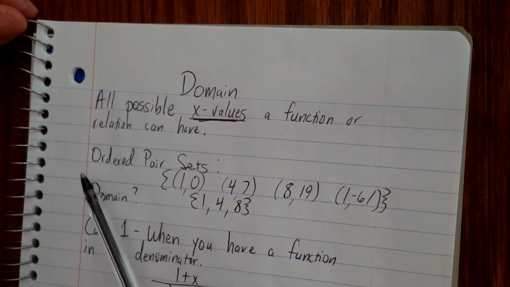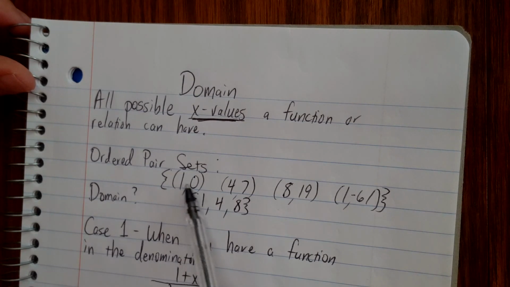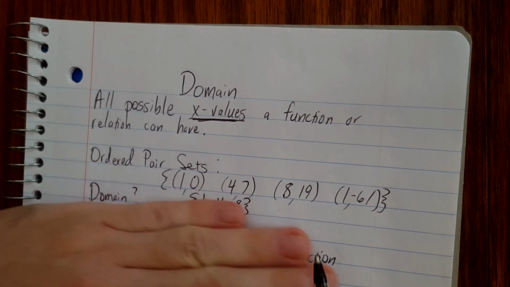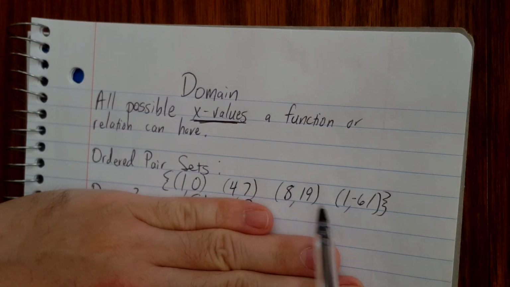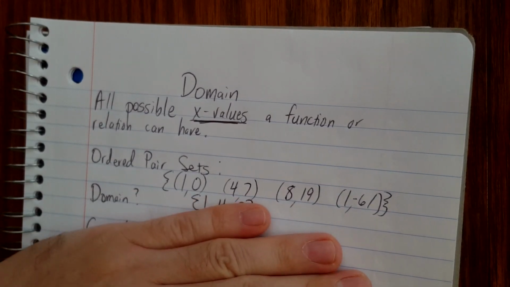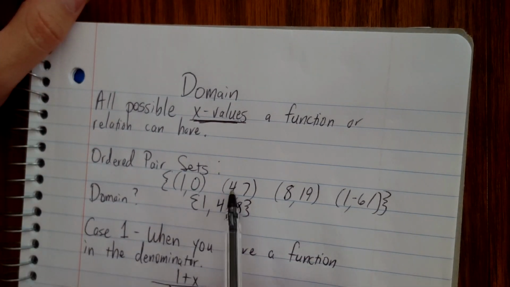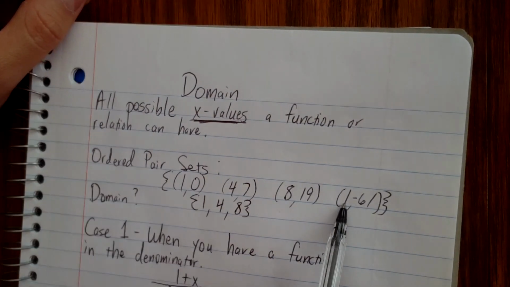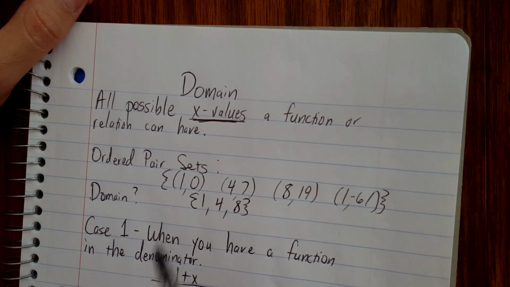Okay, so let's start with a simple example with ordered pairs. So I've got some sets of ordered pairs right here. If you're given something that looks like this and asked to find the domain, all you have to do is look at the x values, 1, 4, 8, and 1, and you're going to write them in some kind of a set like this.